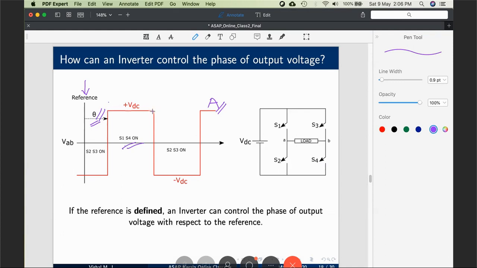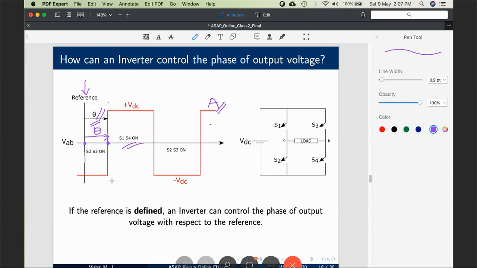Keep it on for 180 degrees, then switch that off and turn on S2 and S3. What will happen? The load voltage is negative, minus VDC, again for 180 degrees. This cycle continues. What have you attained? This is your reference, or zero crossing. This is the zero crossing of your output voltage. How much angle is it displaced? It is theta, and that's what we wanted.